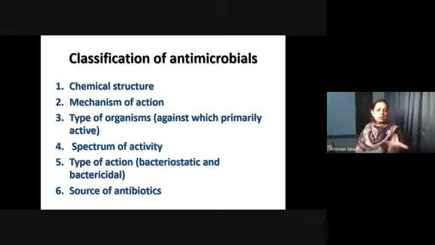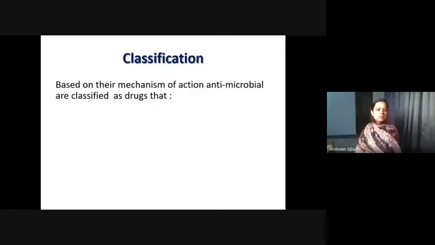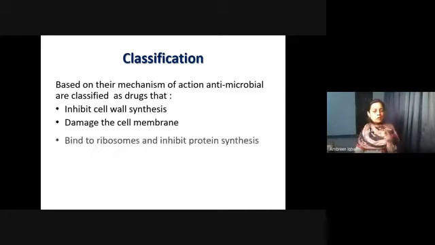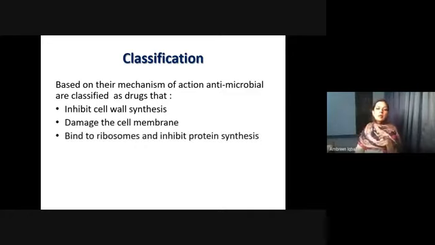We will discuss a few of these classifications, like the one based on the mechanism of action. Antimicrobials are classified as those antibiotics that inhibit cell wall synthesis. There are certain antibiotics that damage the cell wall, so they affect the bacteria. There are certain antibiotics that bind to the ribosomes and inhibit protein synthesis, as the ribosomes are responsible for protein synthesis. So when they bind to the ribosome, they inhibit the protein synthesis carried out by the ribosome.